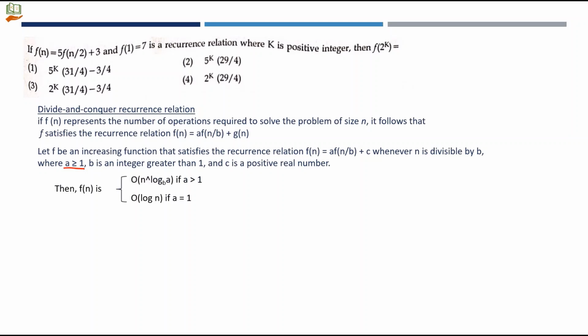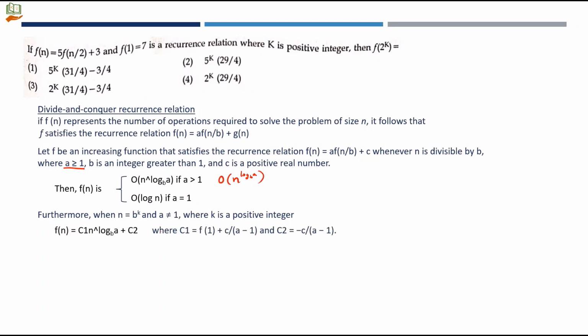Then we have f of n is equal to big O of n power log to the base b a if a is greater than 1, this is the case. Furthermore, n is equal to b power k and a not equal to 1 where k is a positive integer. In this case, we have f of n is equal to c1 into n power log a to the base b plus c2. Here we have c1 is equal to f of 1 plus c divided by a minus 1 and c2 is equal to minus c divided by a minus 1.